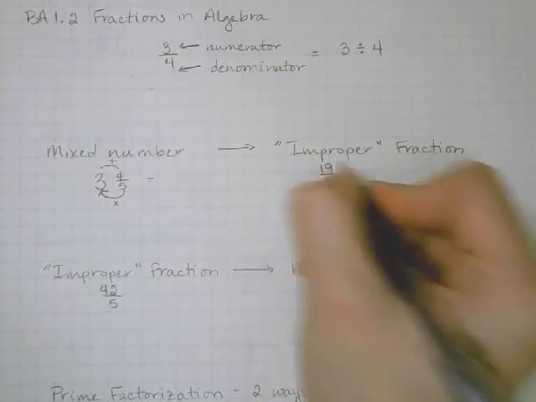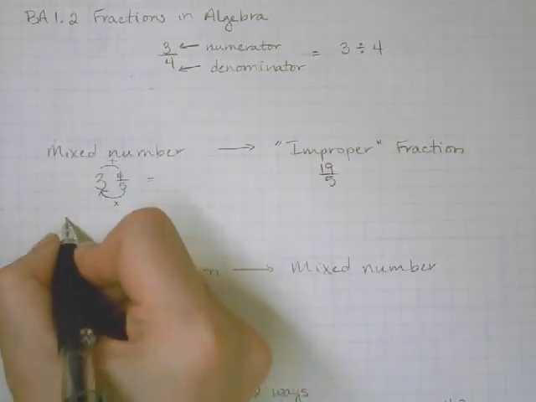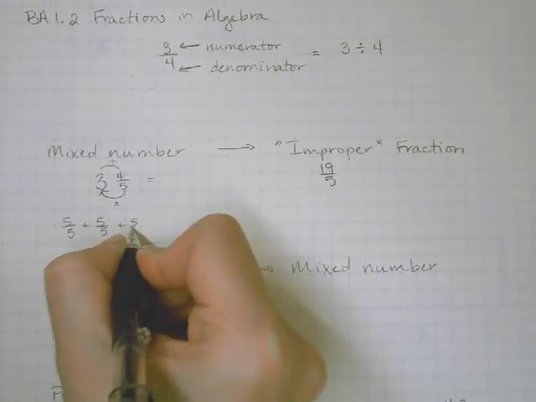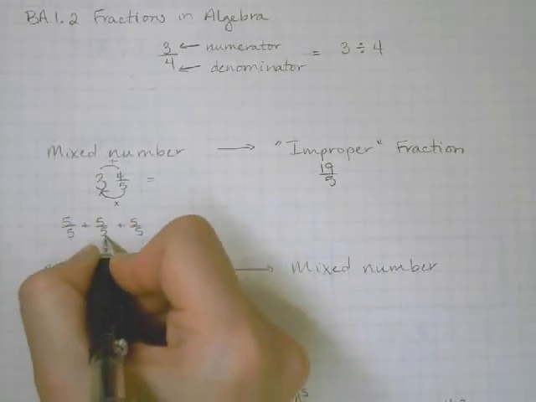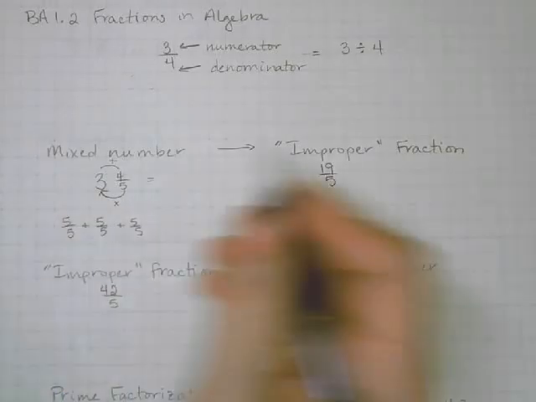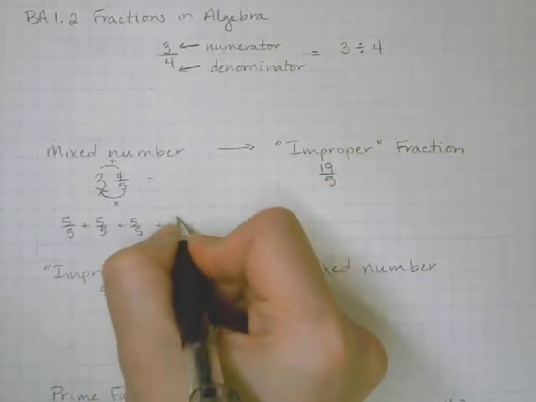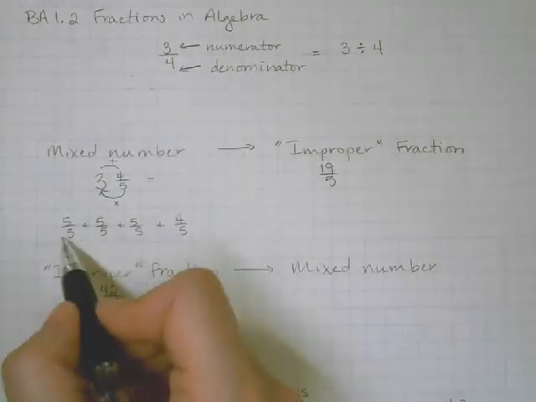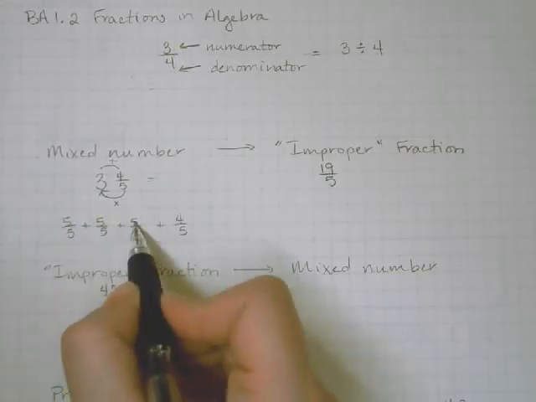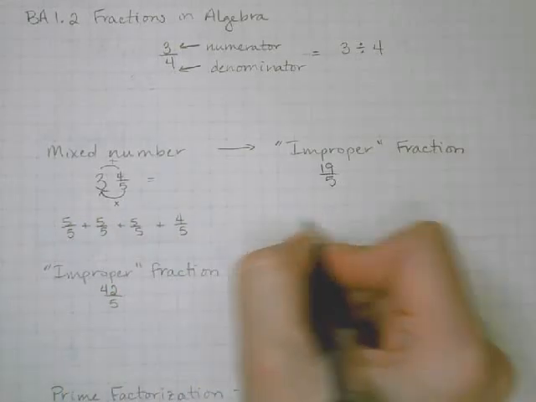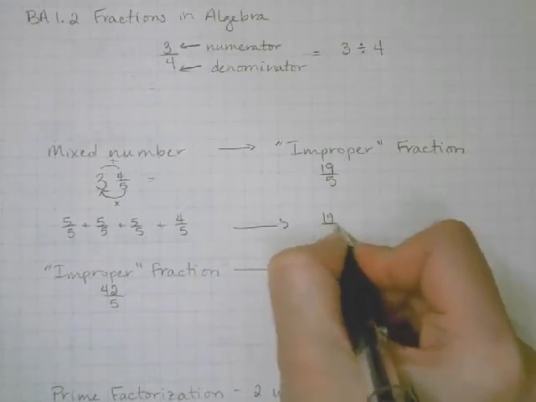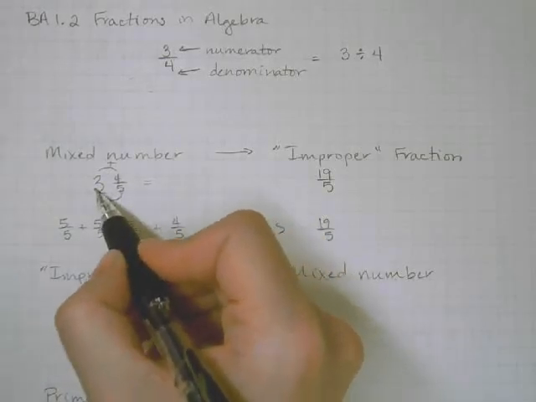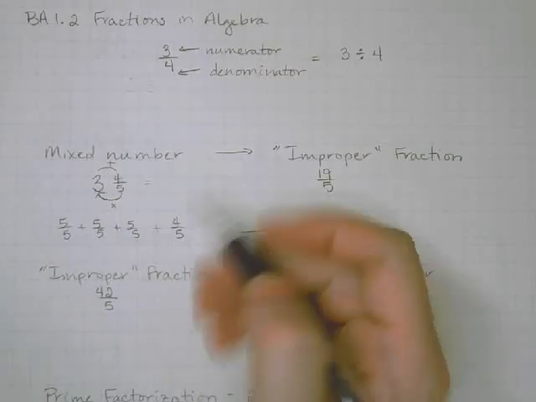If you look at it this way, I have 5/5 plus 5/5 plus 5/5. So that's 1 whole, 1 whole, and 1 whole. So 1, 2, and 3 plus 4/5. And we'll talk a little bit later about adding fractions, but the denominator stays the same. So I have 5, 10, 15, 19/5. So this is the faster way of doing it. Multiply the denominator by the whole number and add the numerator. And 19/5 is your answer.